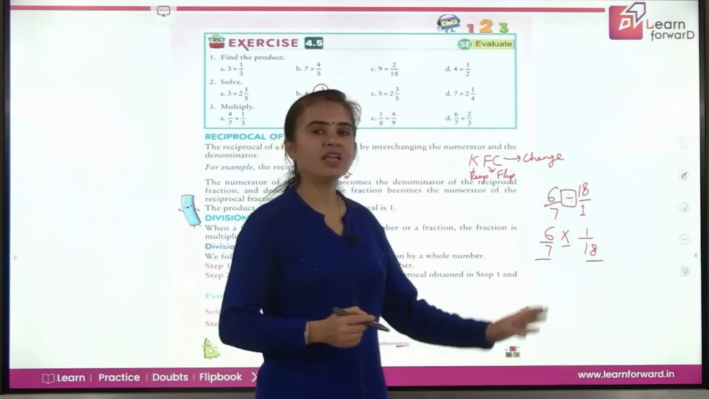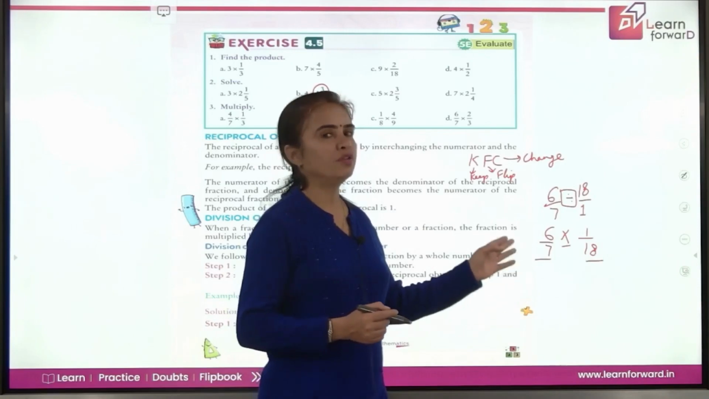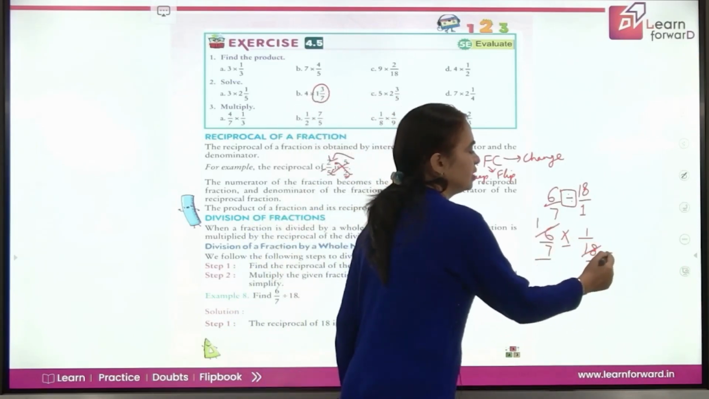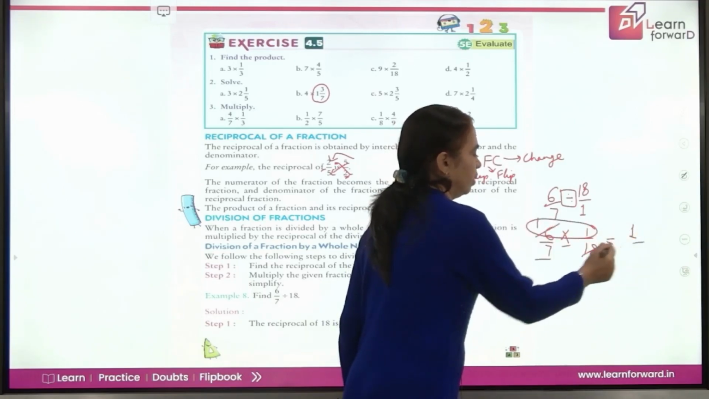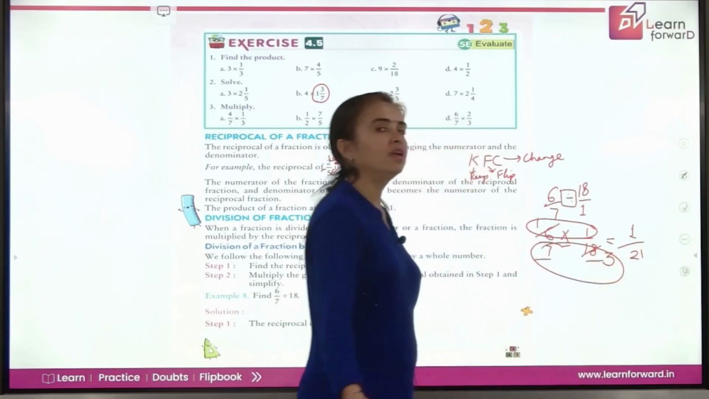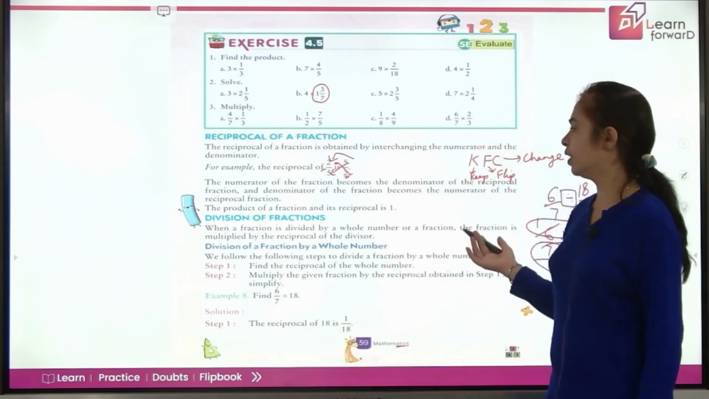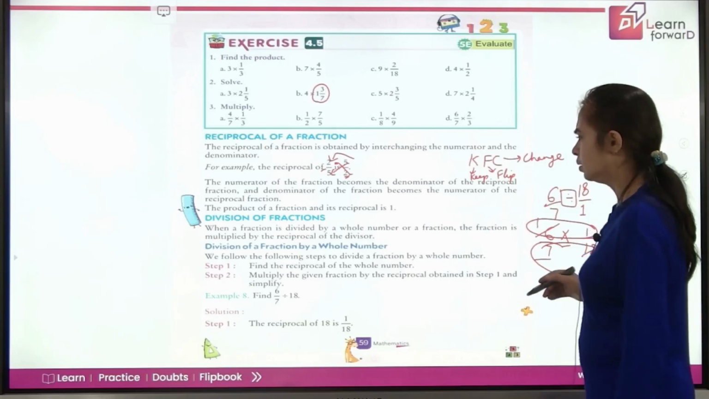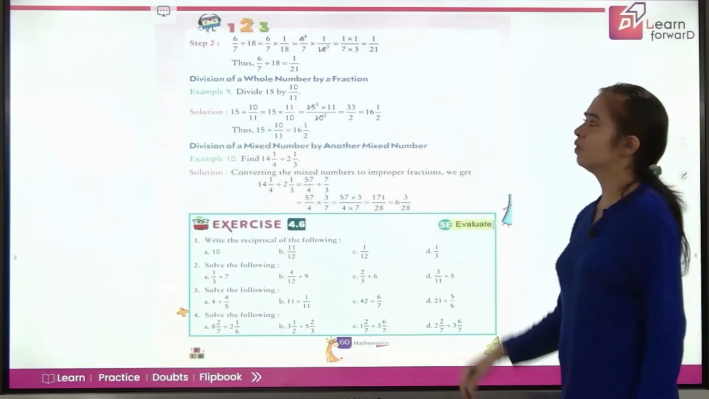Now, if you have any common factors, this is simple multiplication of fractions, isn't it? So, if you have common factors, you can cancel them out. 6 ones are 6, 6 threes are 18. Now, multiply the numerators, 1. Multiply the denominators, this is 21. So, you get 1 by 21 as your answer. So, the answer you get on division is 1 by 21.